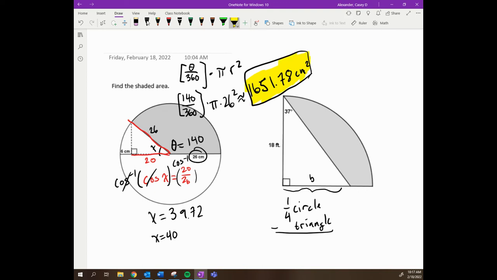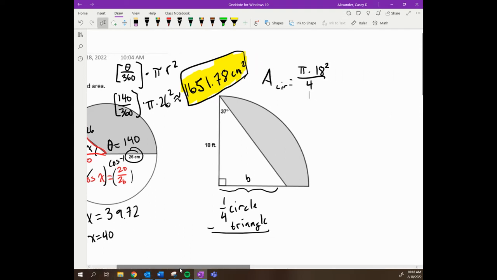Of course, if you're going to find the area of the quarter circle, the area of the quarter circle would be pi times the radius squared, but then we'll just divide that by 4. And so the area of the quarter circle is, let me give myself a little room to work here. My calculations earlier told me that it was 254.47 square feet. But then we have to find the length of the base here. And so I hope that you realize the base is opposite and 18 is adjacent. So you would use the tangent function in this case.